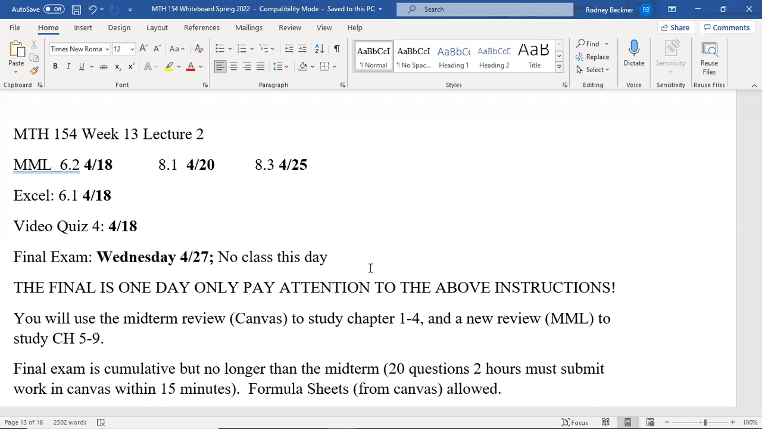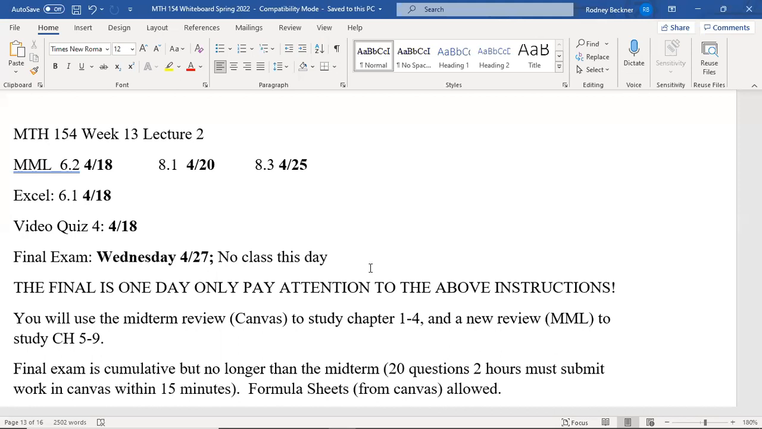To study the new material, the stuff from chapter 5, 6, 8, and 9, I have provided a second review that's in Canvas, as well as an interactive review in MyMathLab, because I know the math can be a little more challenging for chapters 5 through 9. So I wanted to provide more like an assignment. It's not actually an assignment. It's not graded. If you don't do it, that's fine. If you do it, that's fine, whatever. But I do suggest doing it.